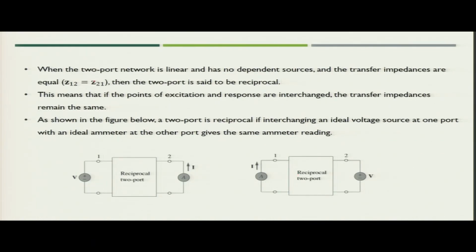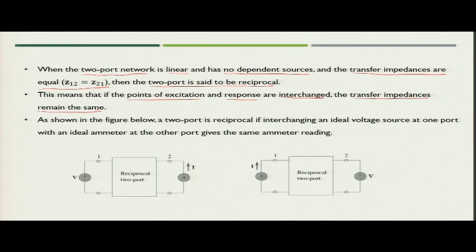Now, another criterion which we have to keep in mind is that the two port network is linear and has no dependent source. If this is the condition and the transfer impedances are equal, that is Z12 is equal to Z21, it means that the two port is reciprocal. What does it mean? It means that the points of excitation and response can be interchanged, but the transfer impedance will remain the same.